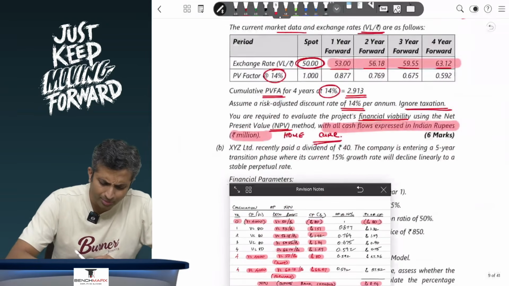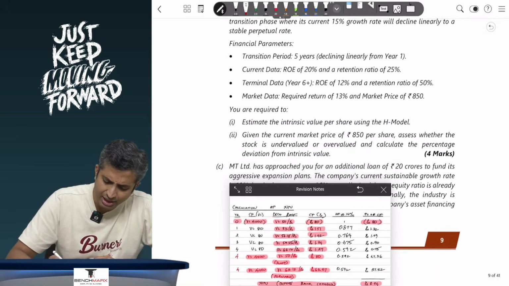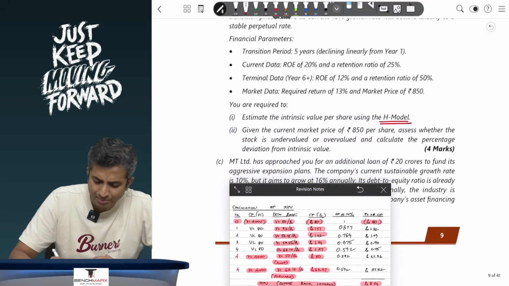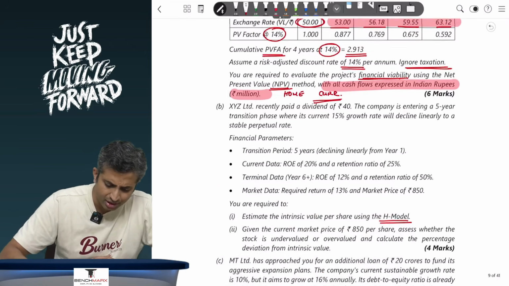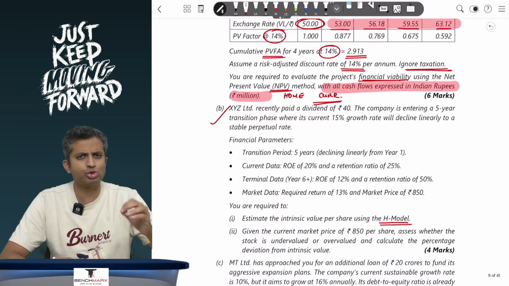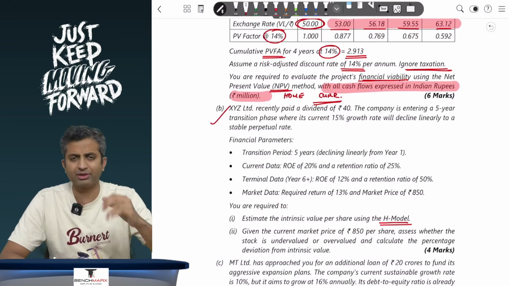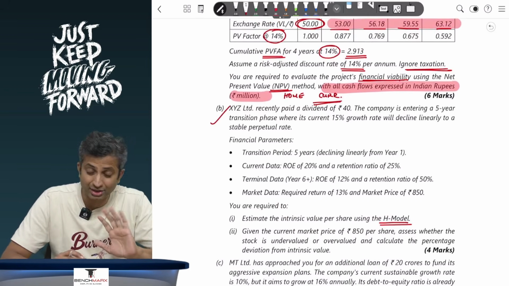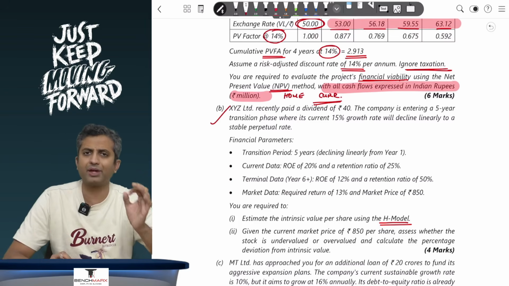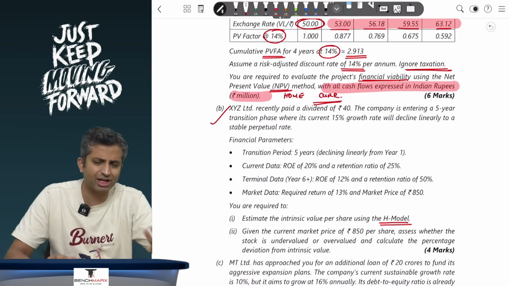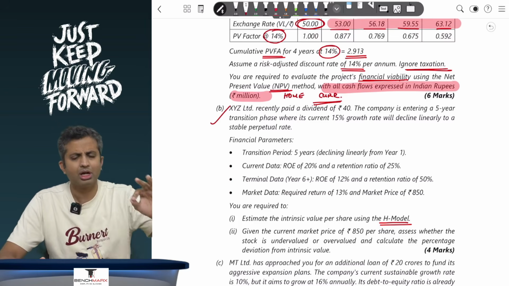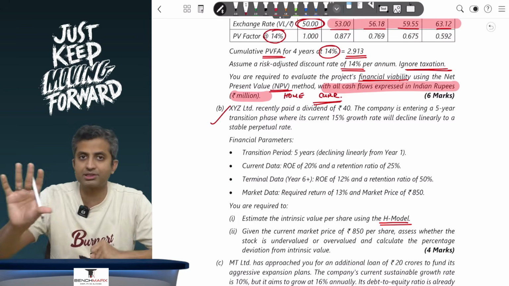Now question 1 subpoint B is on something called the H model. For this we'll put a separate YouTube video as well. However, if we review, usually how do you find the value of any asset in the world of finance? Present value of future cash flows. Similarly, how do you find the value of any share? Well, usually using Gordon's formula, D1 by Ke minus g. This is if it is a single stage.